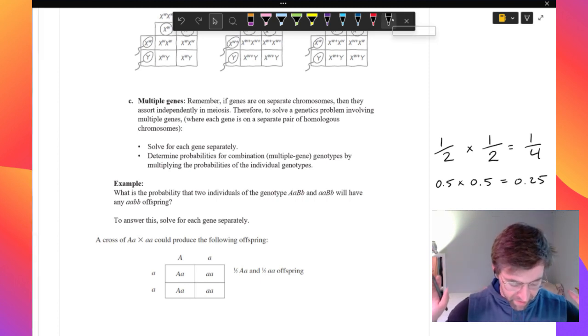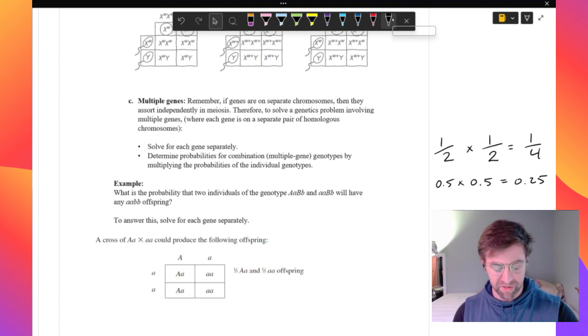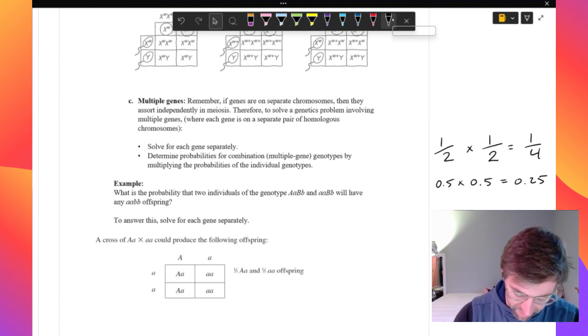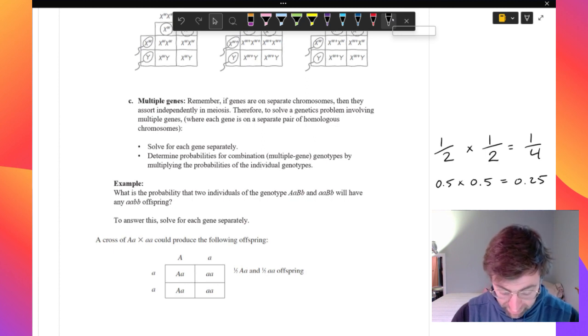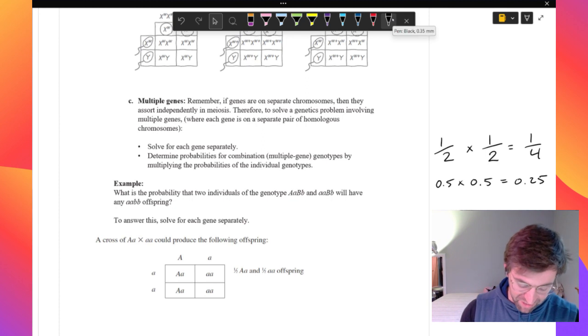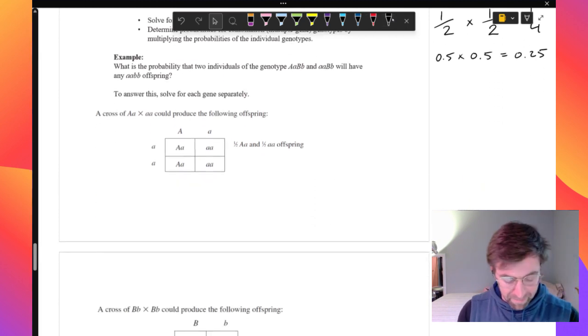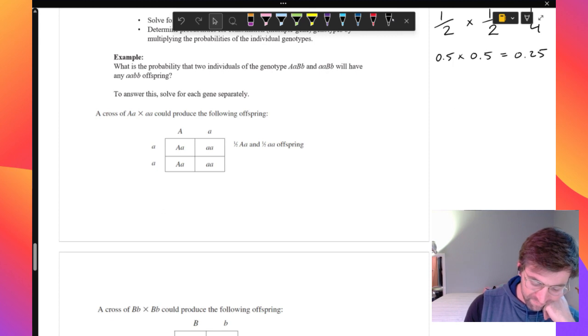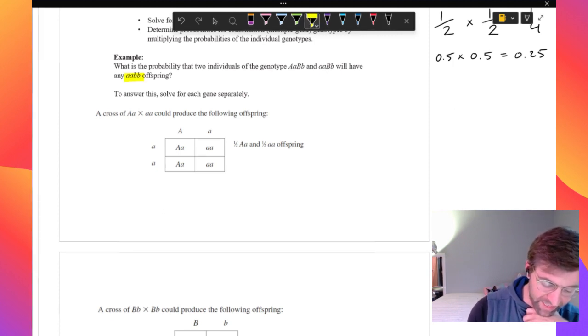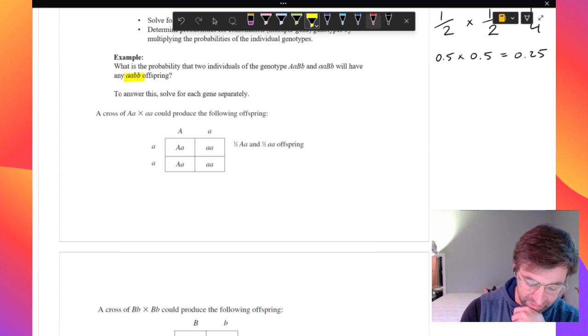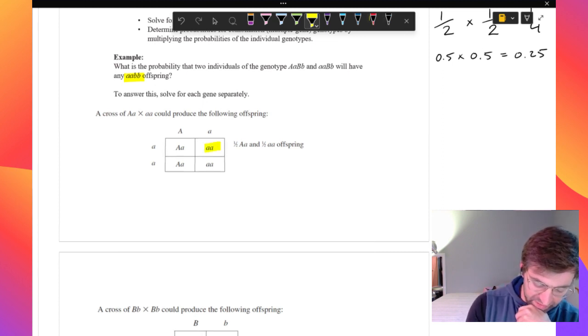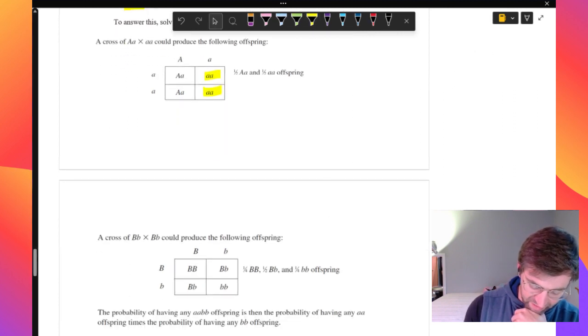Okay, where were we? What is the probability that two individuals of the genotype big A, big B, and little a, big B, will have any little a, little b offspring? To answer this, you have to solve for each gene separately. Let me give you a good example here. So we're trying to solve for any little a, little b. So we've got a is 50%, and we've got b is 1 in 4.